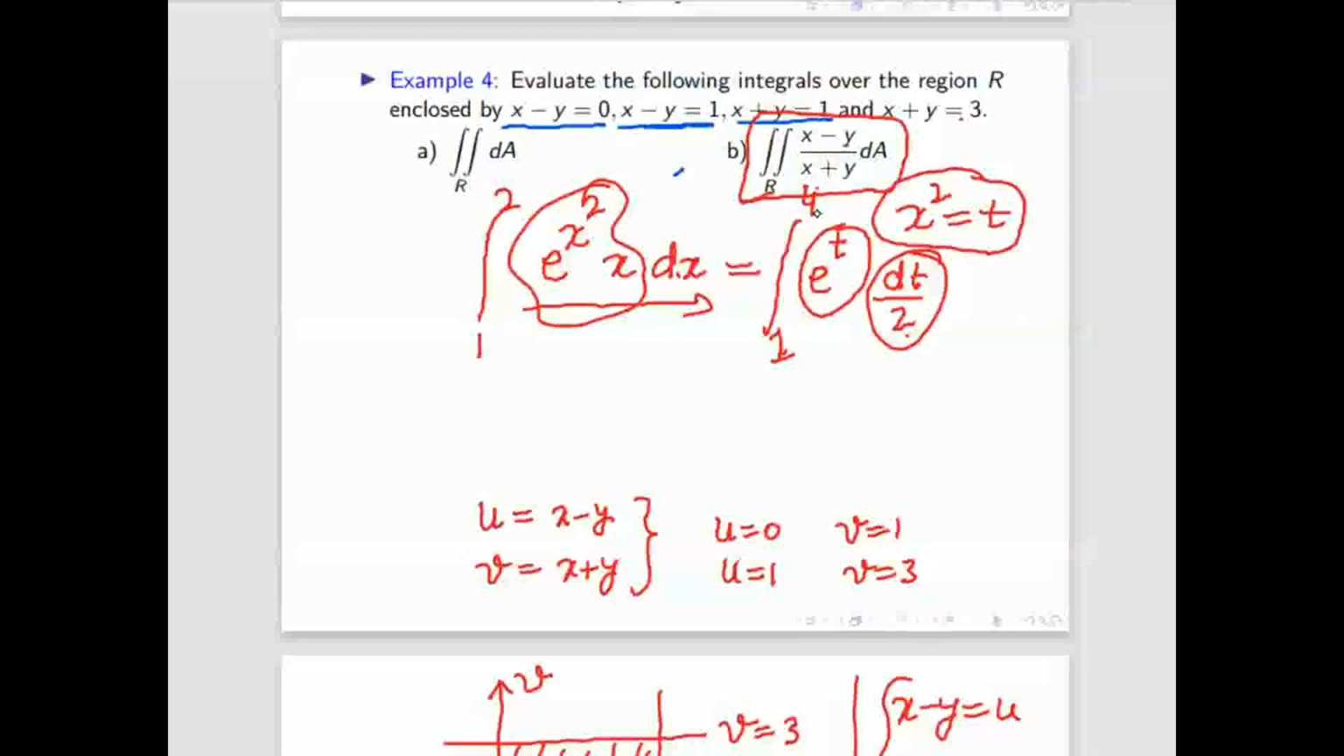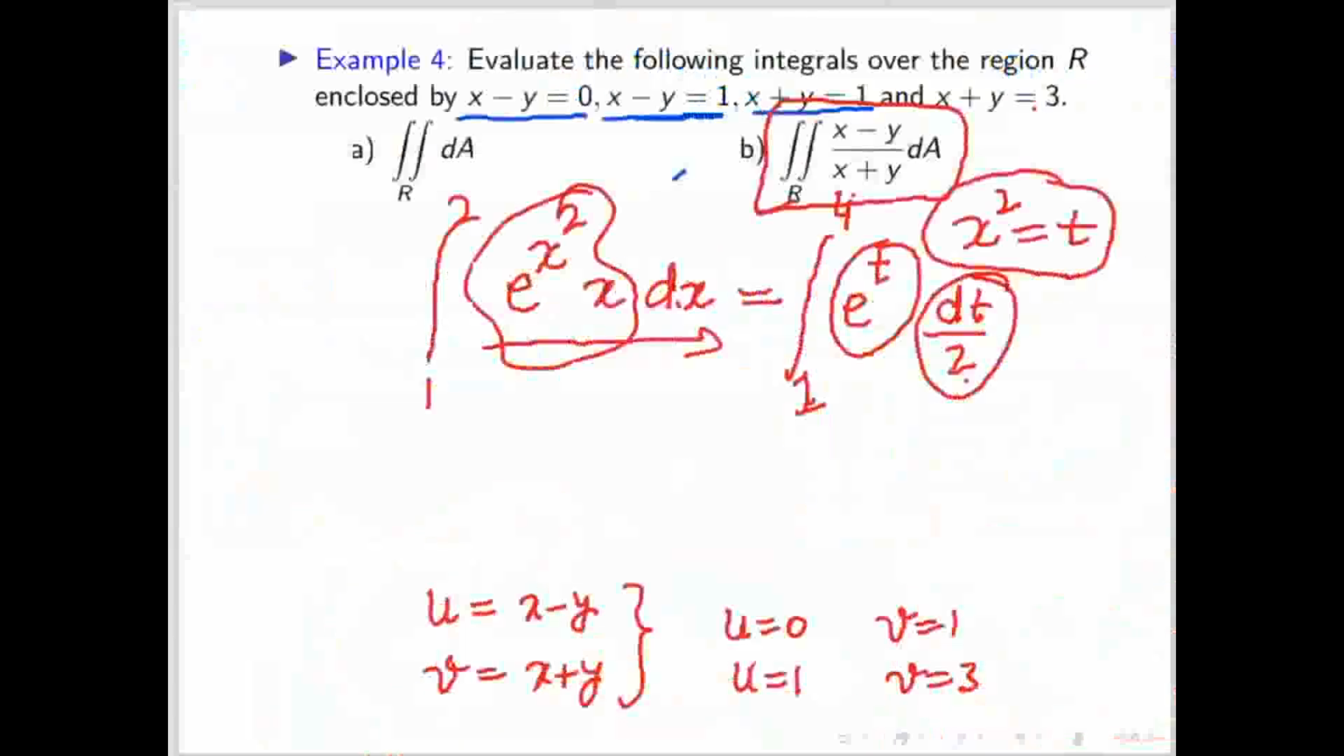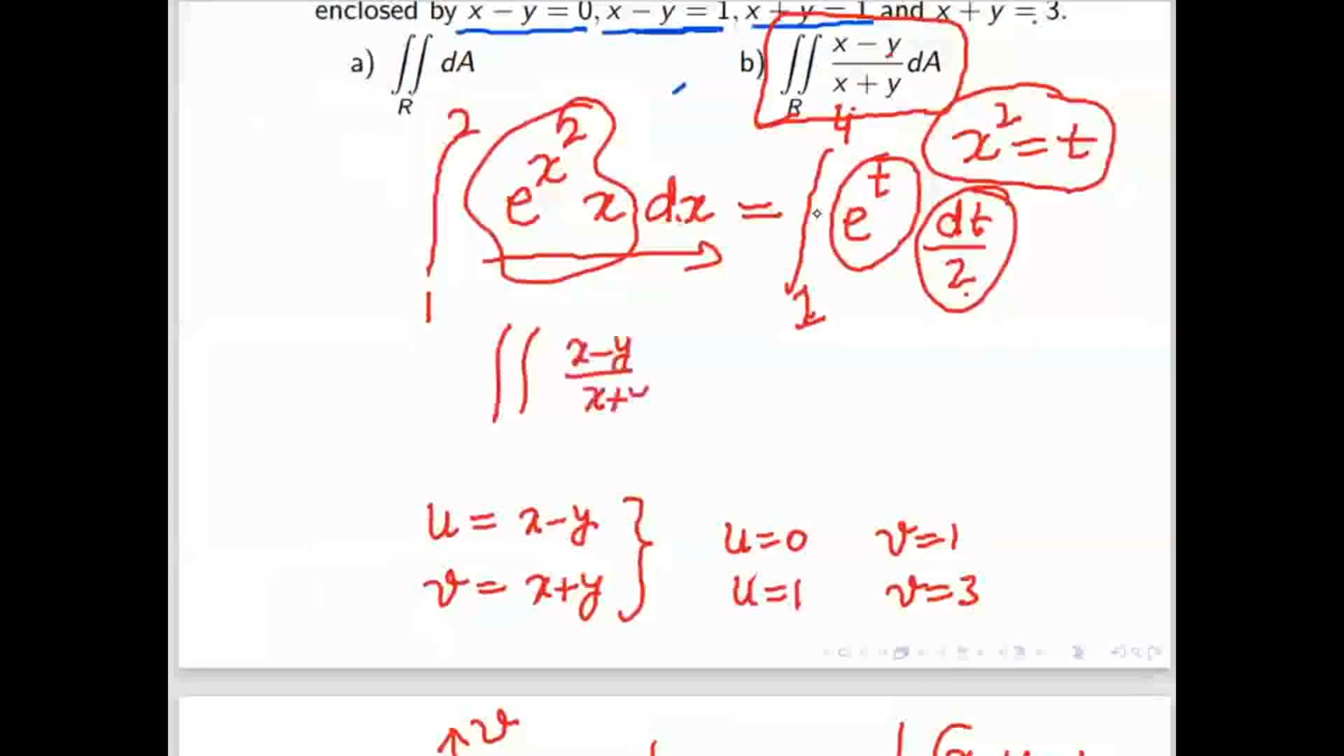Like, can you change this integration of x minus y by x plus y? So suppose here dx dy, then it will change to limit u from 0 to 1, v from 1 to 3. Limit is changing because we are assuming this transformation, and because it is a rectangle, any order we can write.